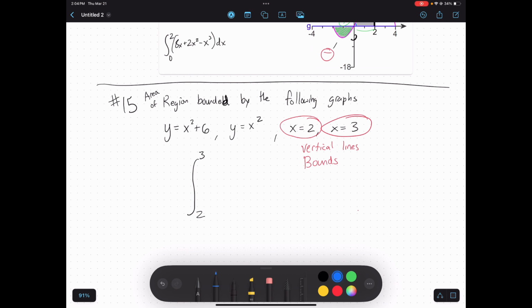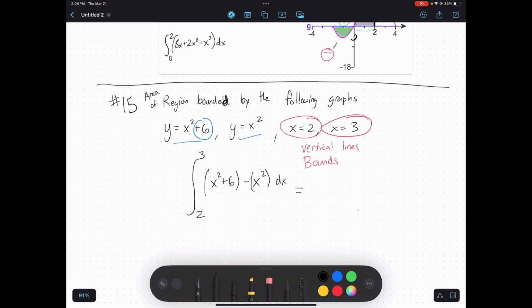And that leaves me only 2 functions to worry about. And this is where the whole area between curves idea comes in. I just need to know which function's higher than the other function. Since this function has a plus 6, that's my bigger function. So this just ends up being the integral from 2 to 3 of x squared plus 6 minus x squared.